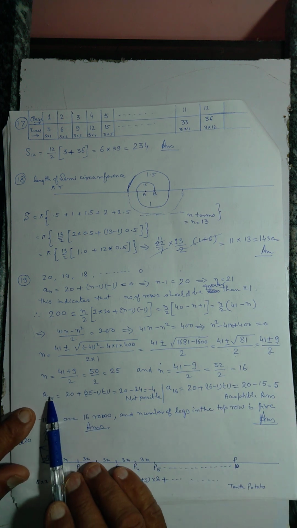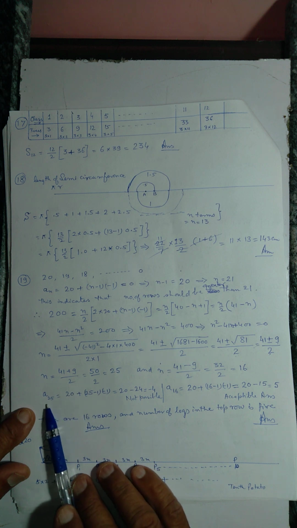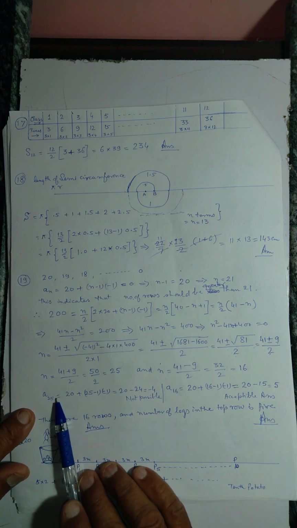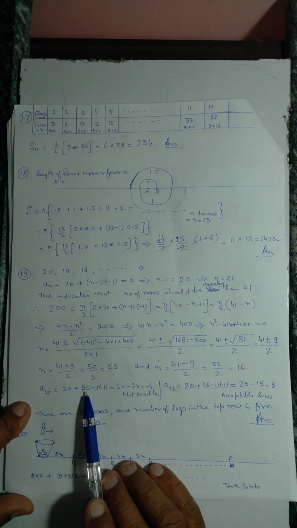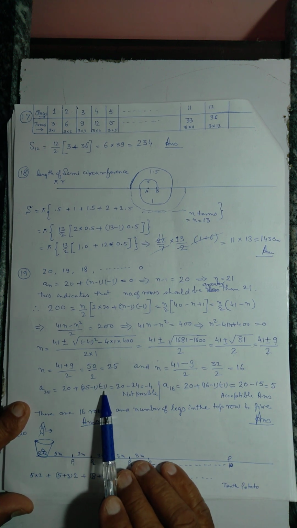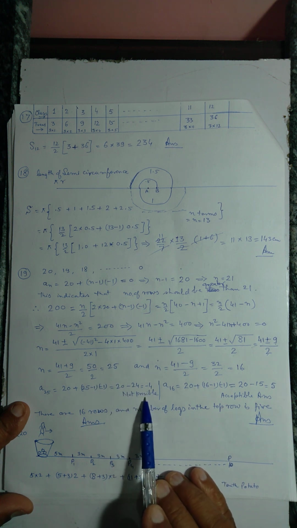Let us proceed. If there are 25 rows, then what will be the result? You see, 20 plus 25 minus 1 into minus 1, that will be equal to 20 minus 24, that is minus 4, which is not possible.